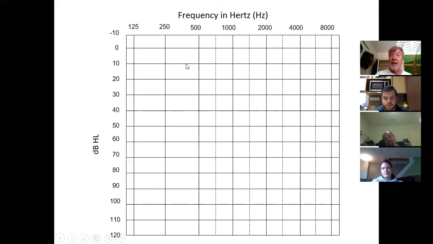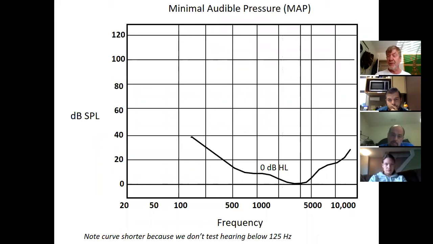So, look at the flat line. This flat line is 0 decibels HL, hearing level. Now, what does that zero flat line really represent? Look closely. It represents minimal audible pressure. MAP, in capital letters, bold-faced, underline, italics, highlight, flashing lights, is 0 dB HL. Okay? 0 dB, I even drew it on here.